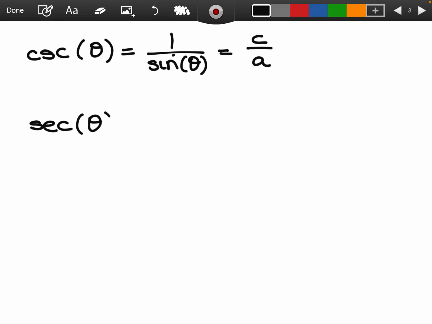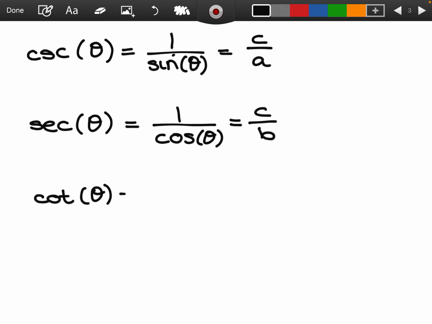Secant, again SEC, of an angle theta is just the reciprocal of cosine. So in our case here, that would be C over B. So secant is the reciprocal of cosine. And cotangent is the reciprocal of tangent. So it's 1 over tan theta, which is just going to be B over A. So we have our three main trig functions, sine, cosine and tangent, and each one of those has a reciprocal, being cosecant, secant and cotangent respectively.